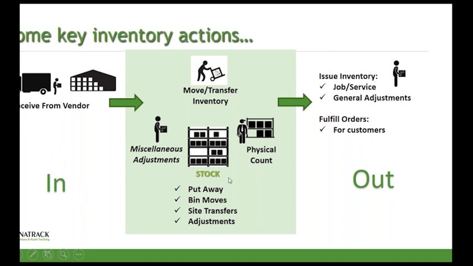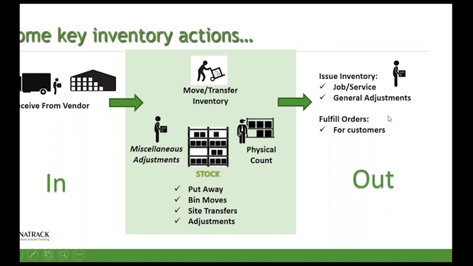Once these have been received in, then there's a set of actions that you typically do once they're within your custodianship. You might move it or transfer it to another warehouse, or to make space for it, or to consolidate items that are similar to each other. You might perform some miscellaneous adjustments like, oops, I damaged it, or gosh, I've got to add another one. You might perform the physical count, which is an important way to know that regardless of how careful you are on transactions, this gives you the opportunity to reconfirm that everything is there. Put-aways, bin movements, site transfers, adjustments. These are the things that we tend to do within our control.